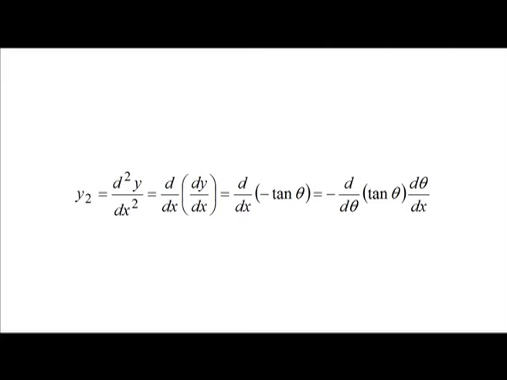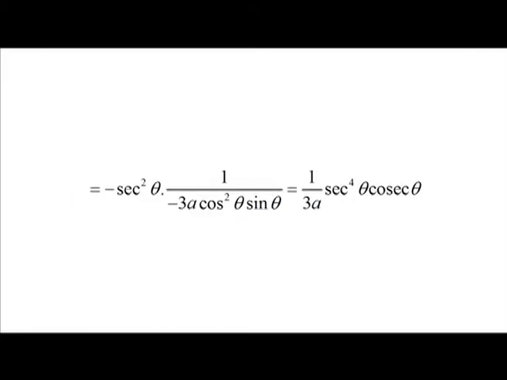which is equal to d by dx of dy by dx, which is equal to d by dx of negative tan theta, which is equal to negative d by d theta of tan theta times d theta by dx, which is equal to negative sec square theta times 1 upon negative 3a times cos square theta sin theta, which is equal to 1 by 3a times sec raised to 4 theta times cosec theta.